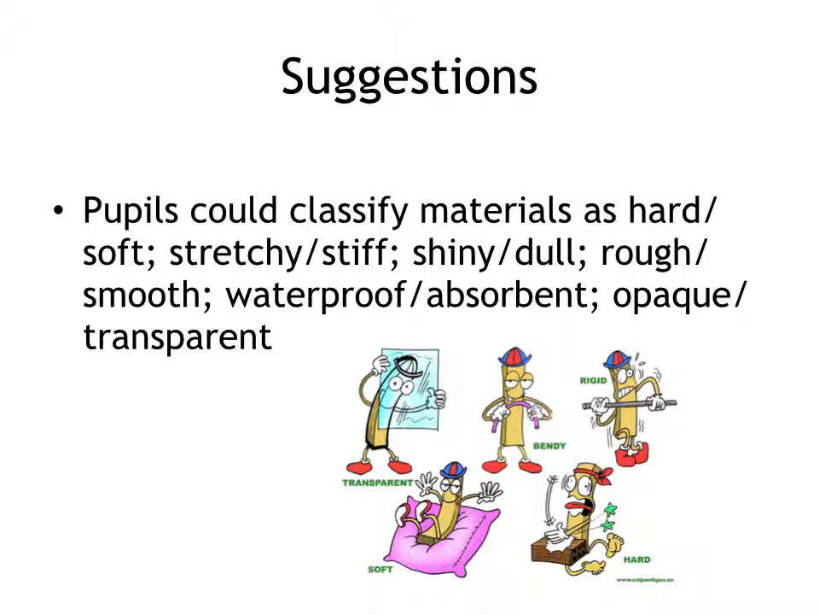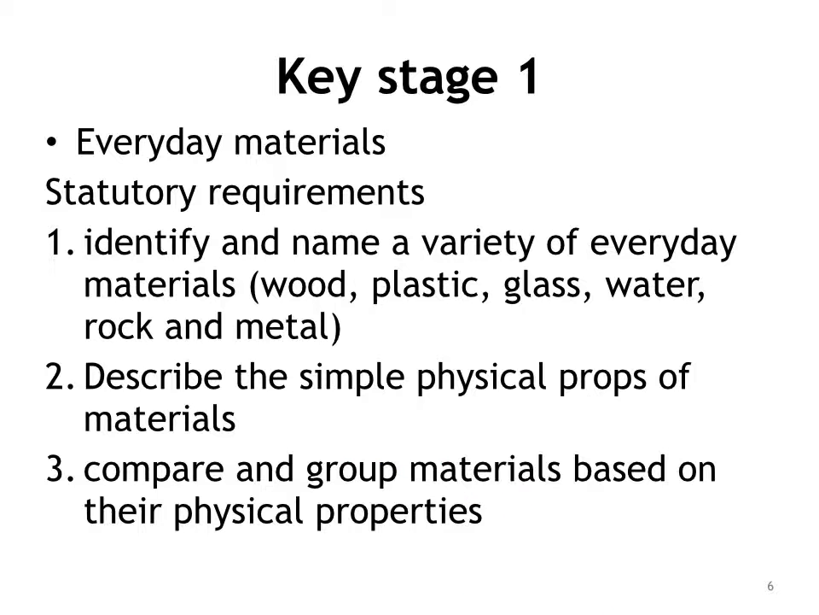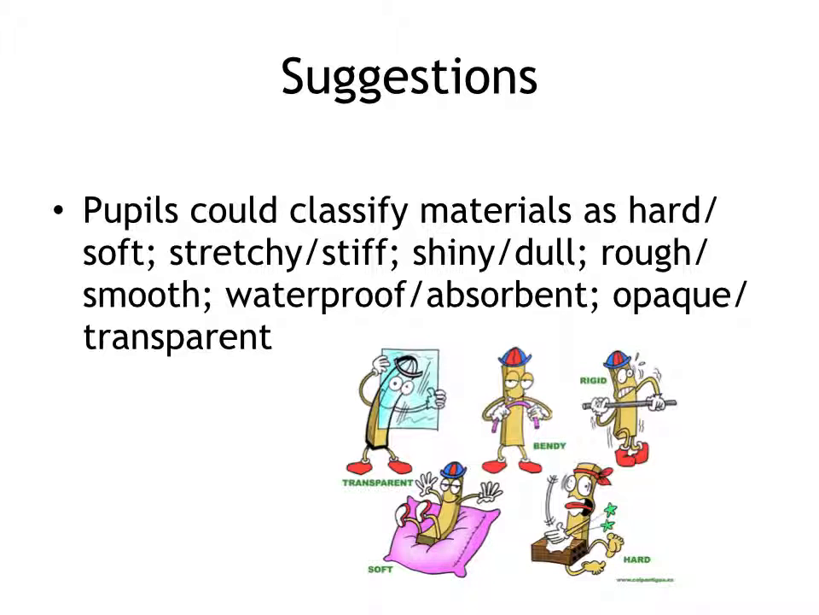So suggestions for the students to work scientifically in comparing and grouping materials based on their physical properties would be getting them to classify materials using opposite adjectives, right? Like I've said earlier, whether it's hard or soft, whether it's stretchy or stiff, whether it's shiny or dull, whether it's rough or smooth, whether it's bendy or rigid, waterproof or absorbent, or opaque and transparent.